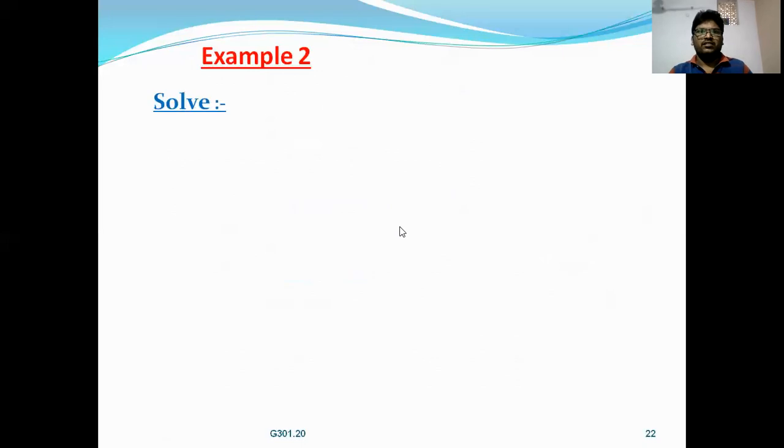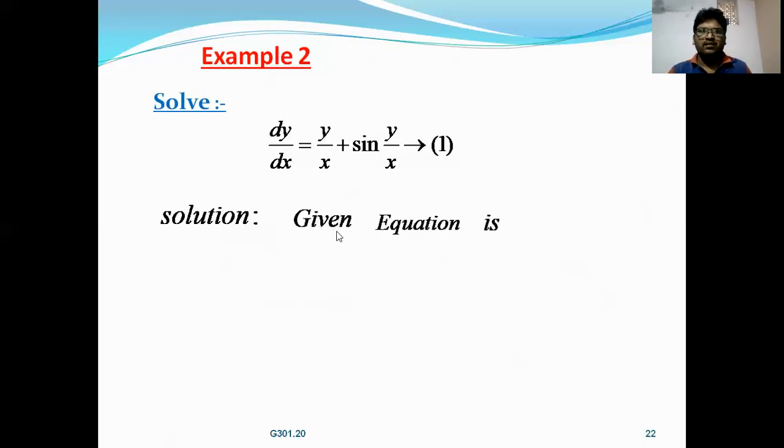I will go to another problem now. See the other problem. dy by dx is equal to y by x plus sin y by x. Name this equation number 1. So the given equation, writing once again, dy by dx is equal to y by x plus sin y by x.